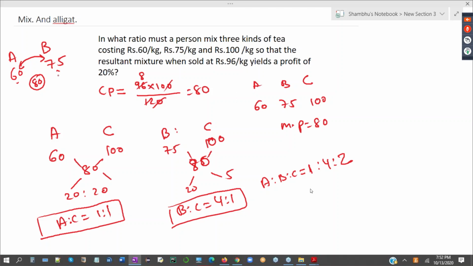Now somebody is asking how you calculated CP. CP I calculated by formula. SP is given, sold at 96 per kg. SP is here. Formula for CP is SP into 100 by 100 plus profit percent. 100 plus profit percent is given here. So I got this, right?